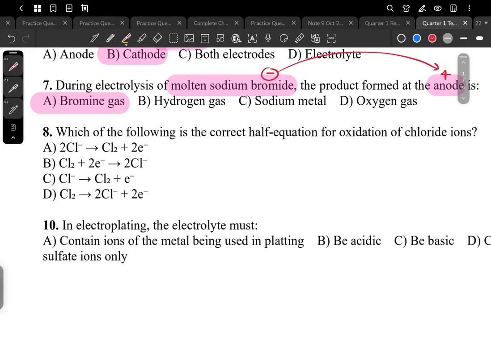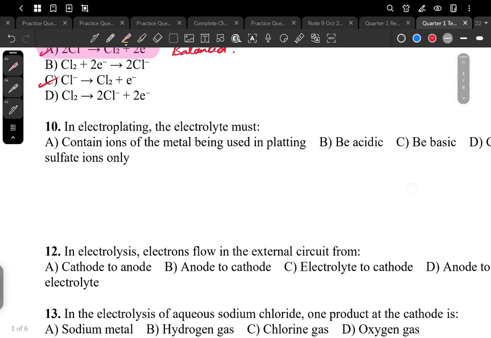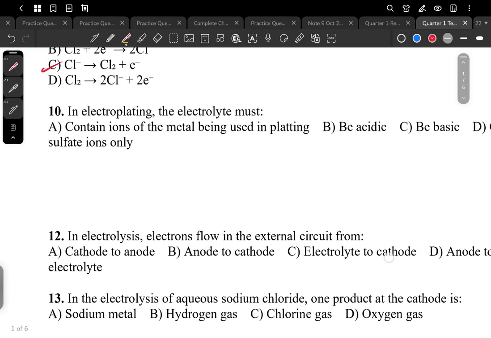Question 8. Which of the following is the correct half equation for oxidation of chloride ion? Oxidation means losing of electrons, and chloride ions are Cl negative. So A or C could be correct, right? Because these are the only equations that start with chloride ions. But I'm going to choose A, because A is the correct answer, because this is the balanced equation for the oxidation of chloride ions. C is not correct because it's not balanced.